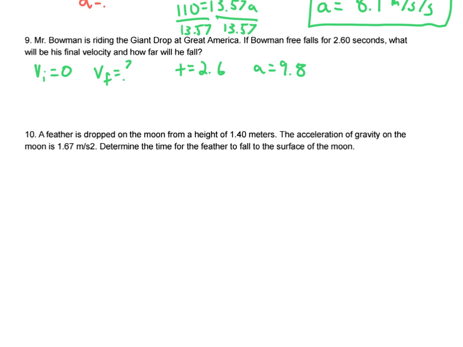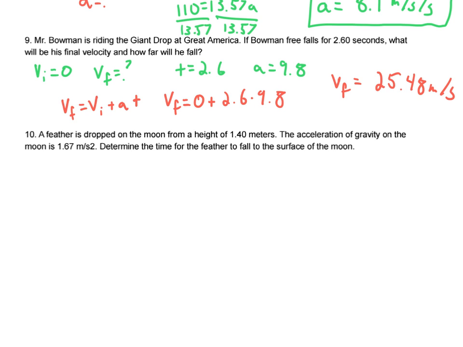So final velocity equals initial velocity plus at. So final velocity equals 0 plus 2.6 times 9.8. Final velocity equals 2.6 times 9.8, 25.48 meters per second. It's a velocity, so just meters per second is fine.